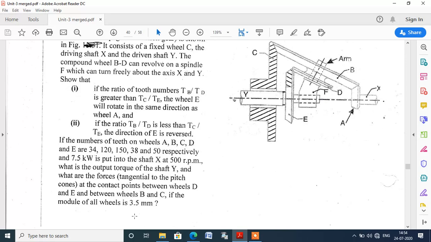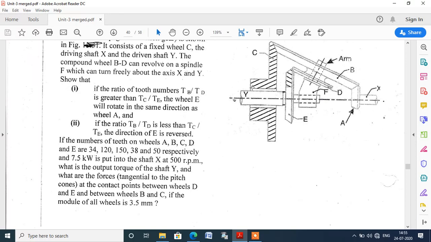Here, the numbers of teeth on wheels A, B, C, D and E are 34, 120, 150, 38 and 50 respectively. The number of teeth of all gears is given. And 7.5 kilowatt power is put into the shaft X at 500 RPM. So this is the question: what is the output torque of the shaft Y?